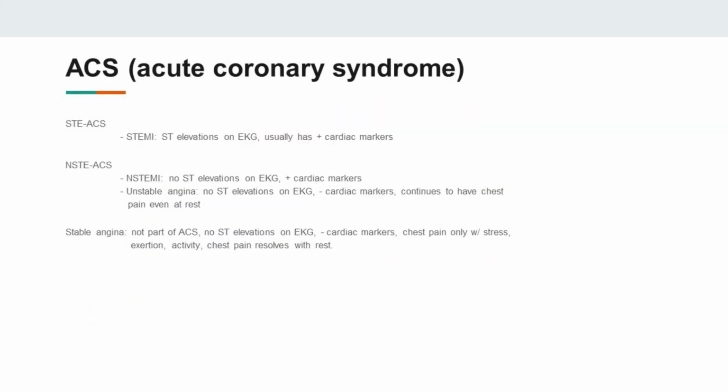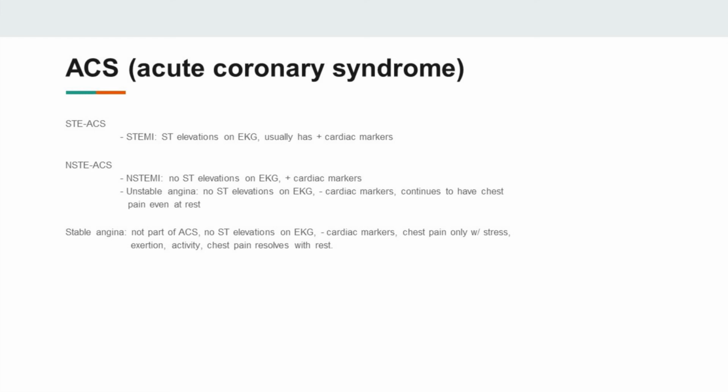ST-elevated ACS, like the name, includes STEMI, where there are ST elevations on the EKG, and more often than not, positive cardiac markers like the troponin. Non-ST-elevated ACS includes NSTEMI and unstable angina. For an NSTEMI to be diagnosed as an NSTEMI, there are no ST elevations on the EKG, but the patient does have a positive cardiac marker.